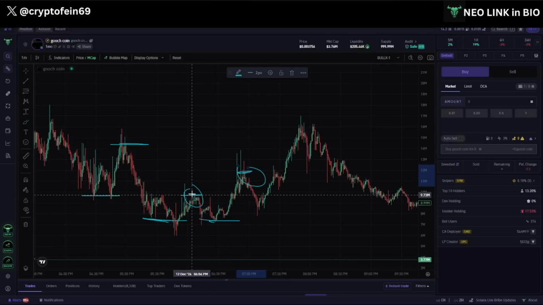This is higher than this. This high is higher than this. So we are in a good zone. The pullback is correct and appropriate. The coin is good. Everything applies to this scenario.